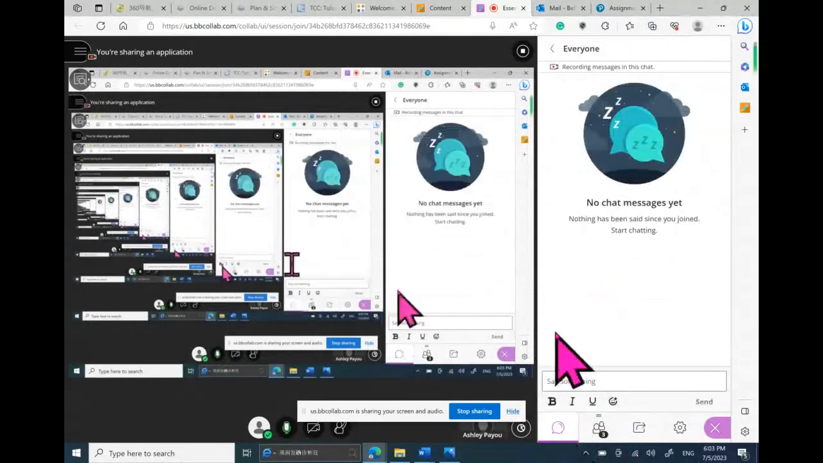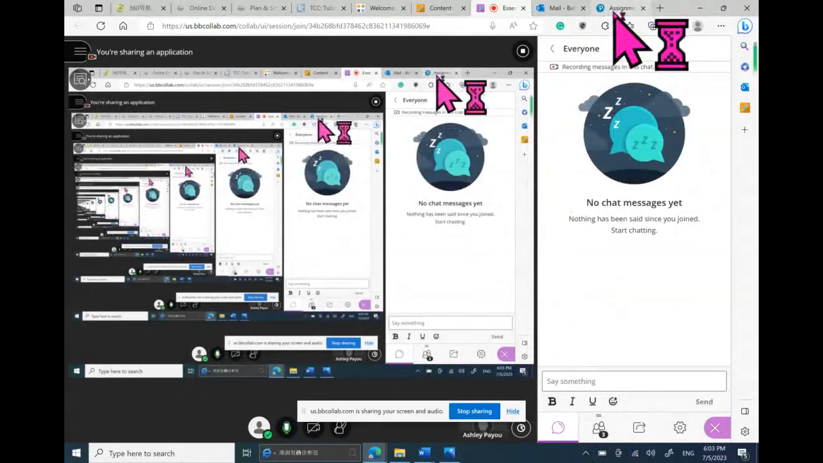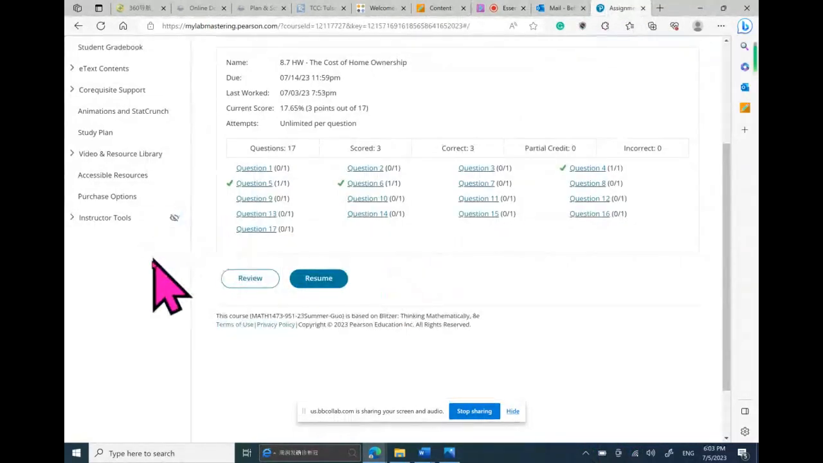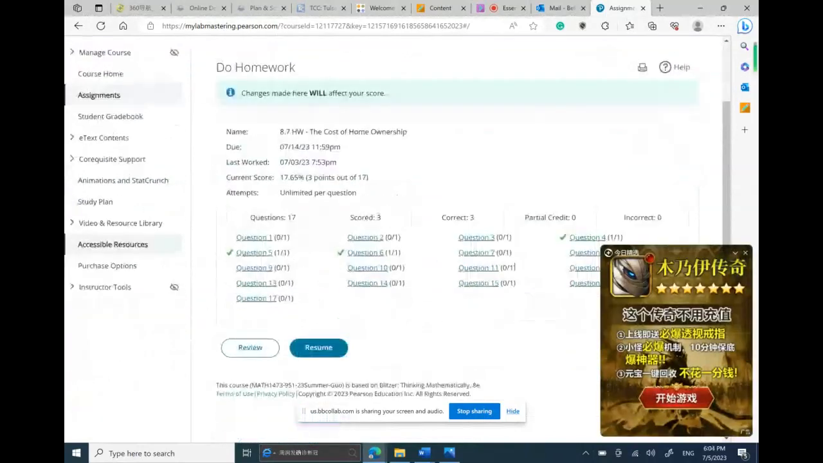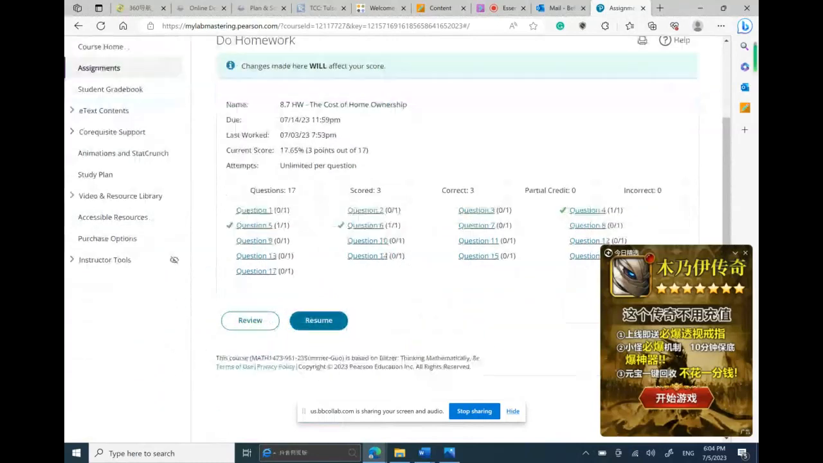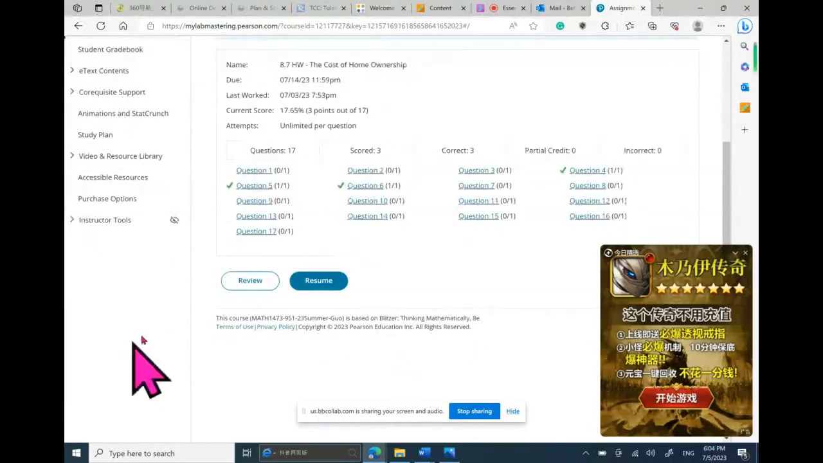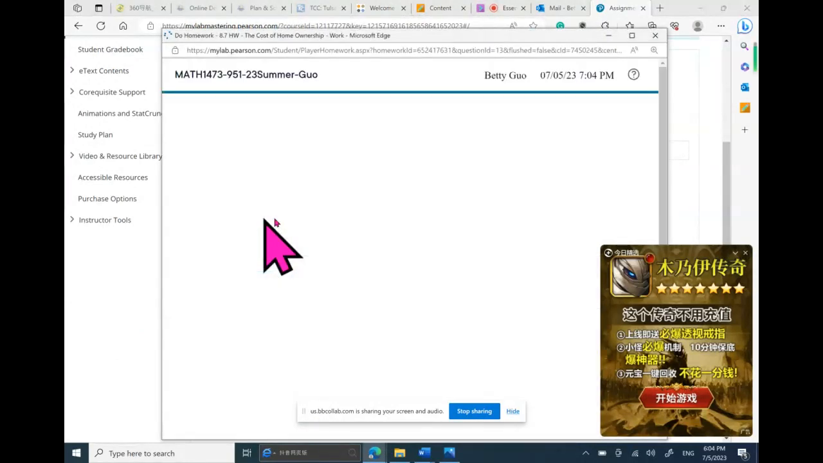Okay, so which section? It's on the mortgage section, 8.7, the cost of home ownership. Okay, yeah, I'm on this assignment. On mine it's question 13. Yeah, 13 is the amortization problem.